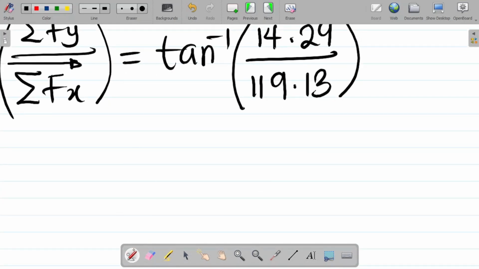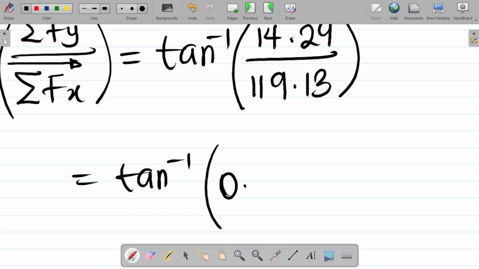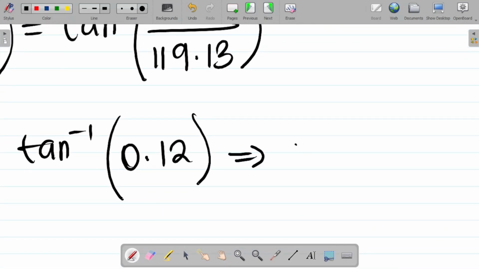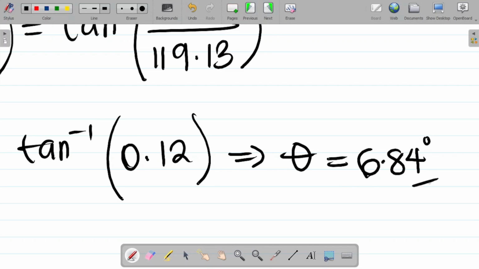Let's solve this. This will be equal to tan inverse of 14.29 all over 119.13, and that's approximately 0.12. In two decimal places, or even in three decimal places, you have 0.120. So let's take 0.12 as a value. So it means that theta is equal to tan inverse of 0.12, and if I take tan inverse of 0.12, my answer here is 6.84 degrees. All right, so I have this as my angle.